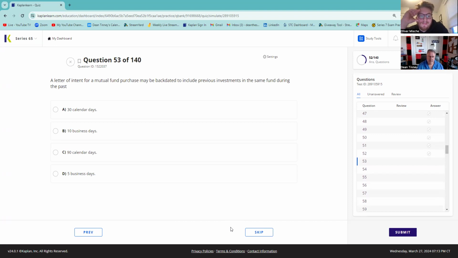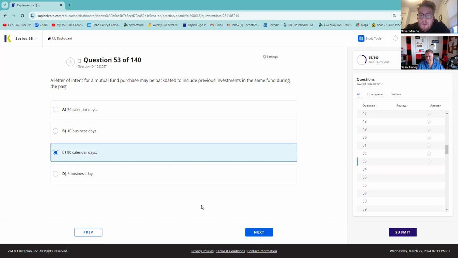A letter of intent to buy a mutual fund can be backdated to include previous investments during the past 90 days, 3 months. Right on. How good is that? 90 days is inclusive of the total time frame. What is the total time frame of the letter of intent? 13 months. Excellent.